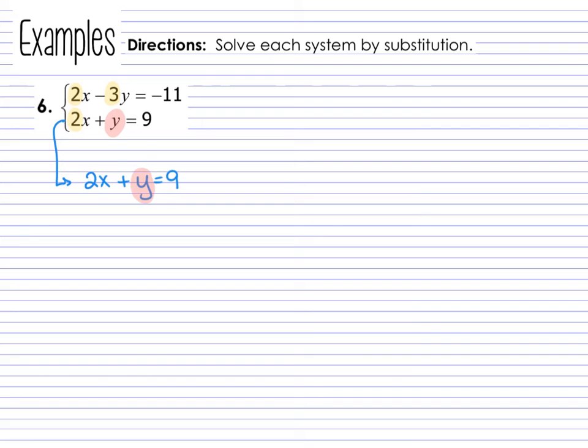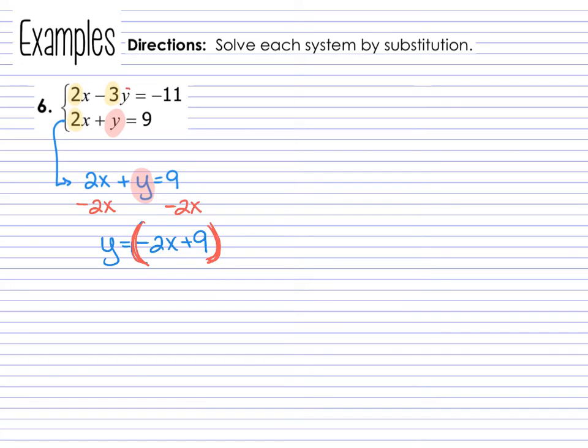So to do that, we have to get rid of the 2x on the left. Those are being added, so we're going to subtract 2x from both sides. So y is equal to negative 2x plus 9. Now I have what y is equal to. Y is equal to negative 2x plus 9.